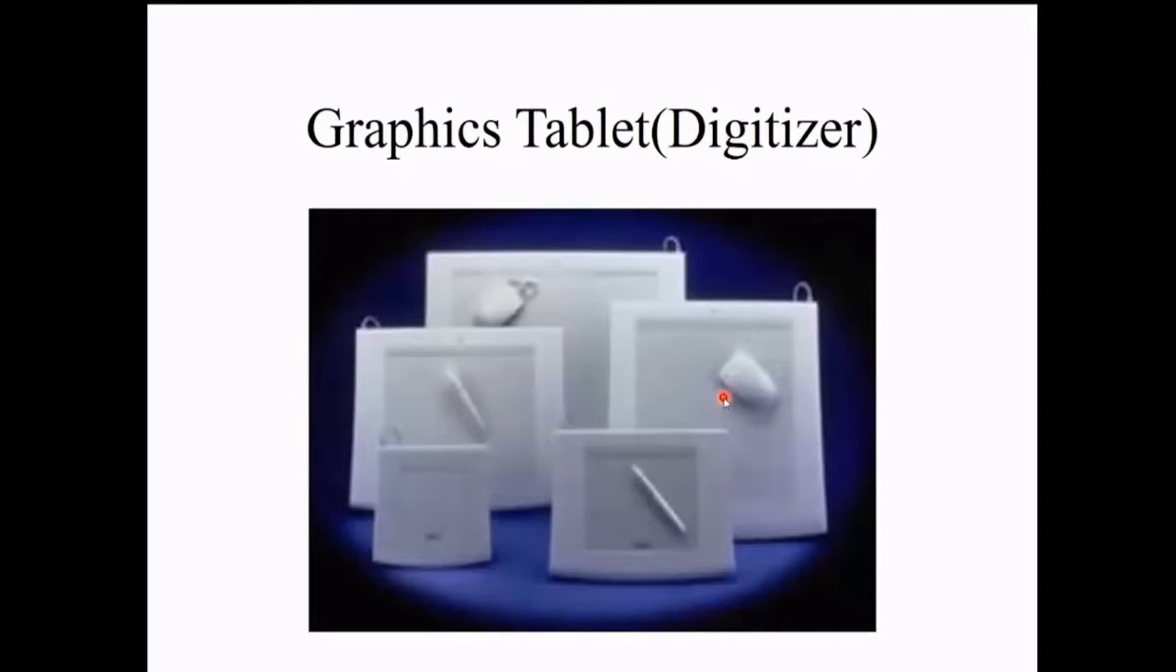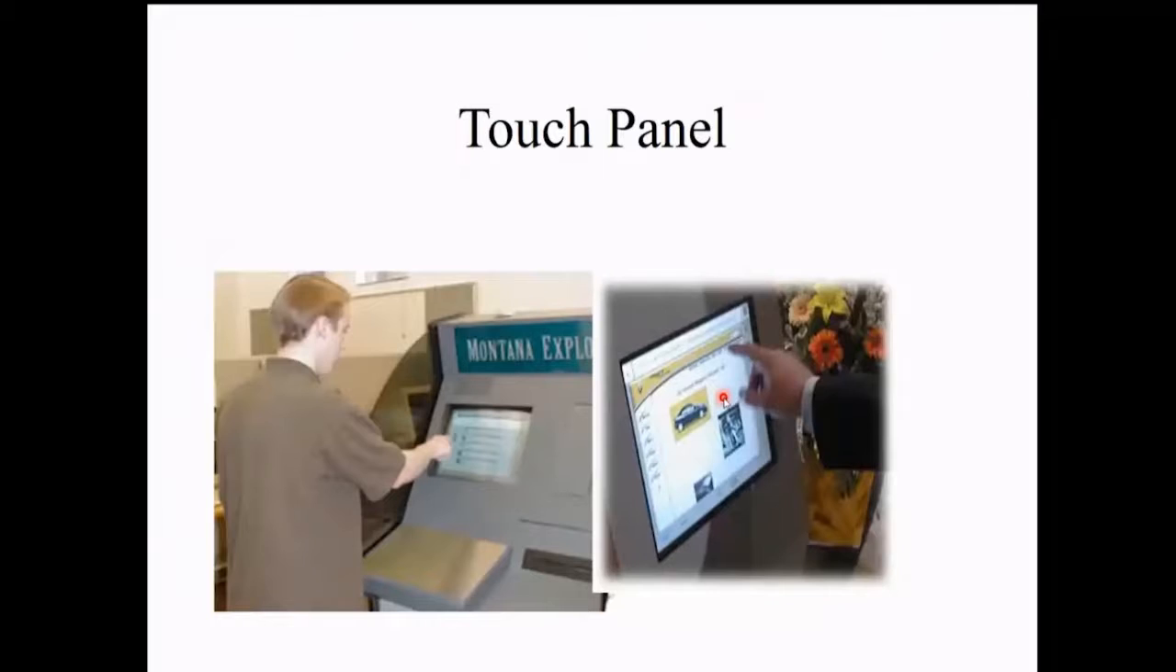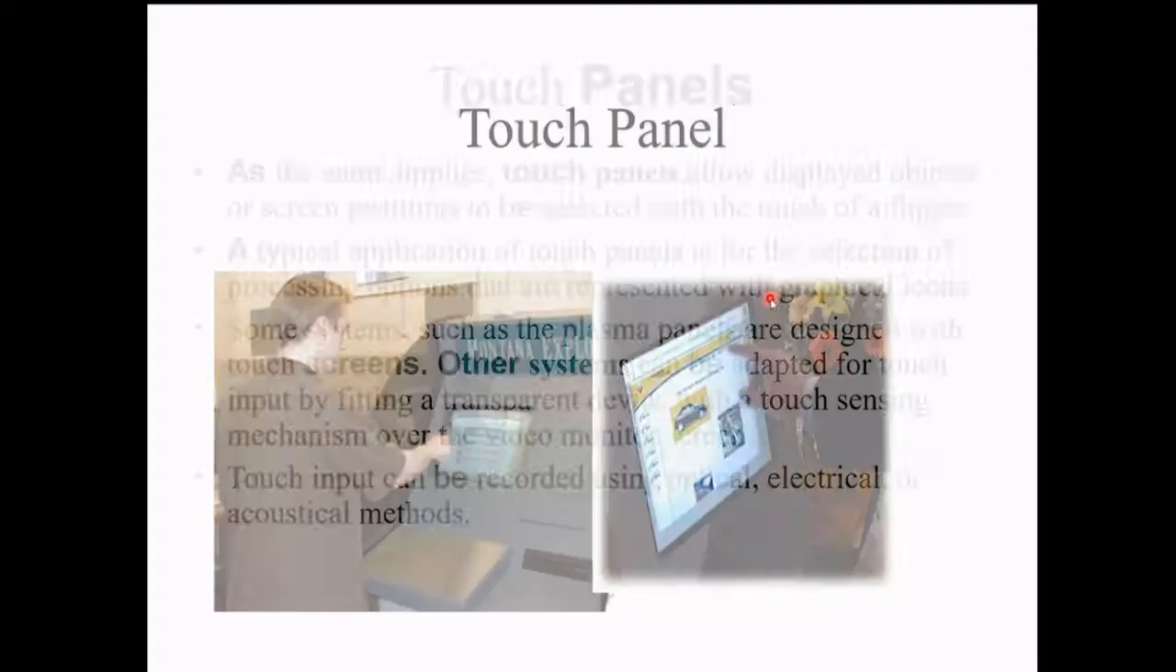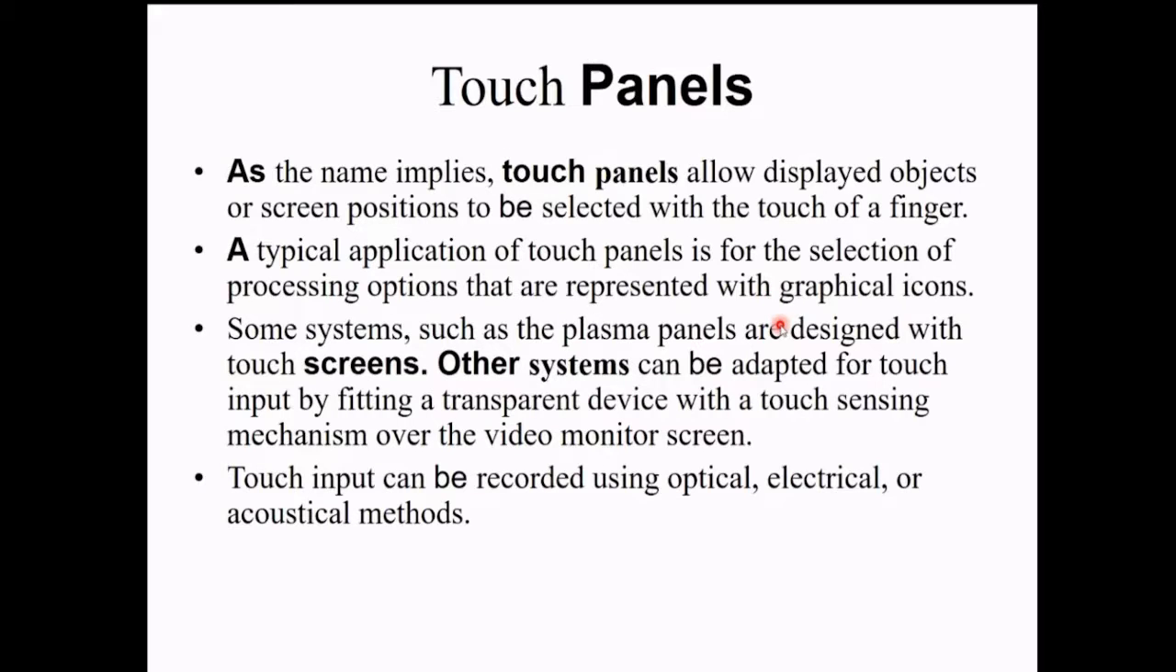Then the touch panel is a widely used and very simple thing. Nowadays, many people use this to make it easier to give input to the computer. A touch panel allows displayed objects to be selected with the touch of a finger, that you already know. Some systems such as plasma panels are designed with this touch screen, but other systems can be adapted for touch input by fitting a transparent device.